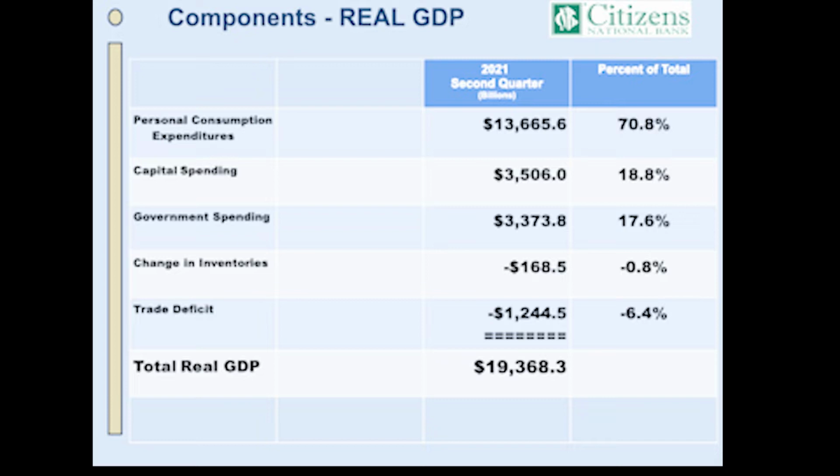The second category would be capital spending, and that's what companies spend money on. Plant and equipment, productivity enhancing efforts, computers, all of those kinds of things go into the capital spending category, as does residential real estate activity. So residential real estate activity, buying houses, is considered a capital expenditure.